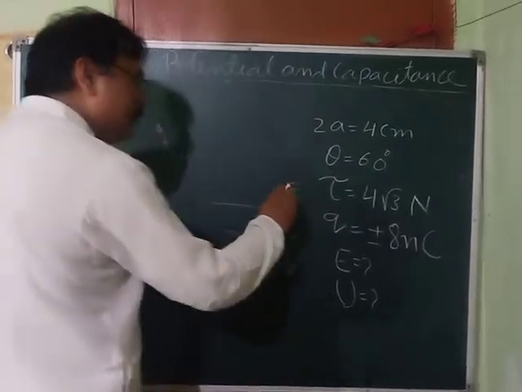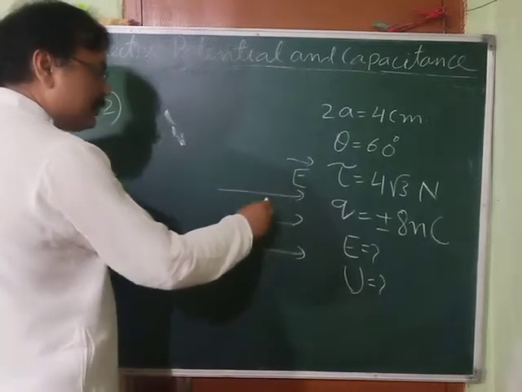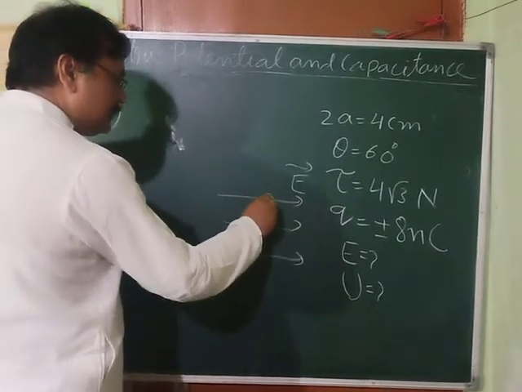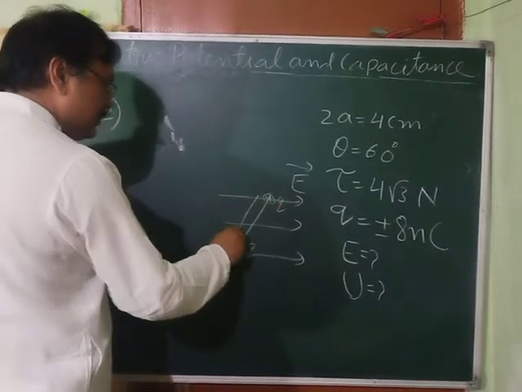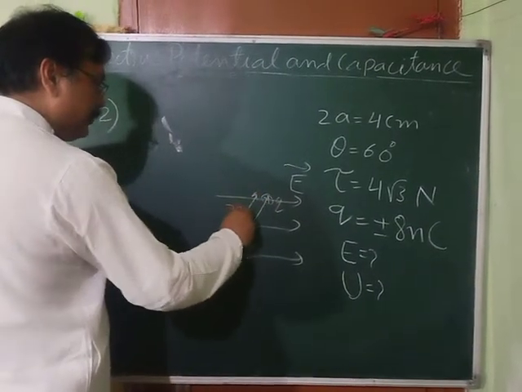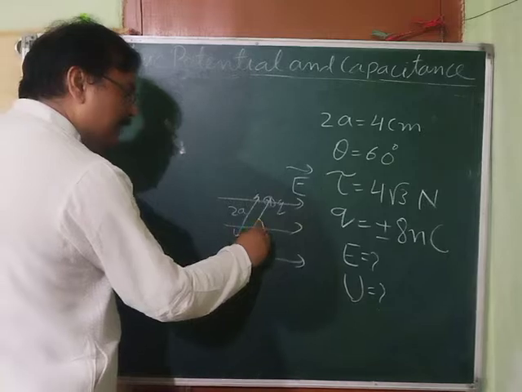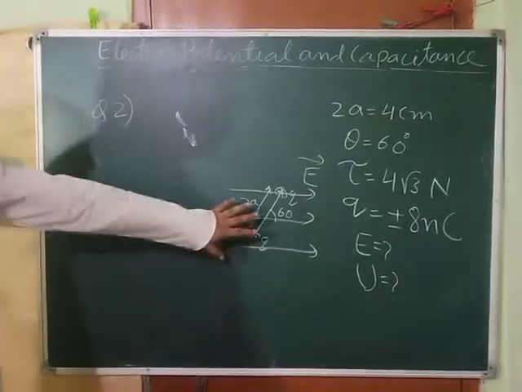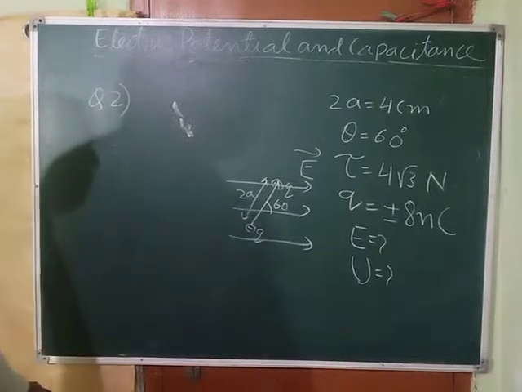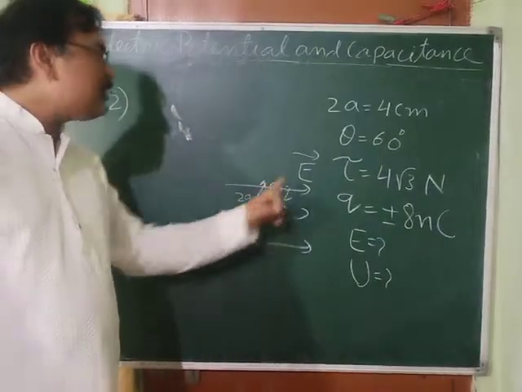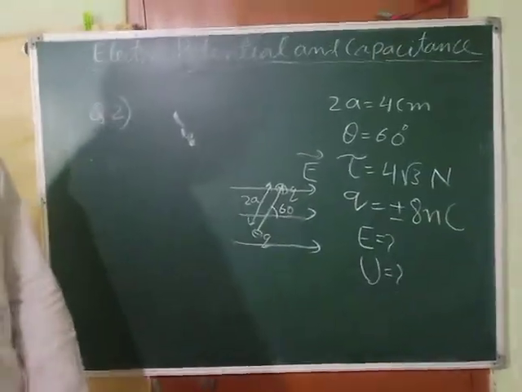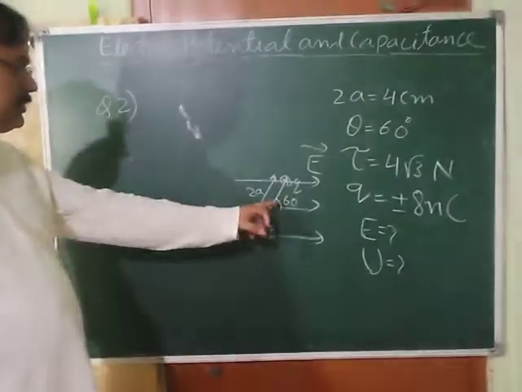E. The electric dipole is placed such that this is the negative charge, this is the positive charge, and this distance is obviously 2a, and it is making an angle of 60 degrees with the direction of the electric field. This is the situation in the question. The length of the dipole is given, 2a is equal to 4 centimeter. So this is making an angle of 60 degrees.